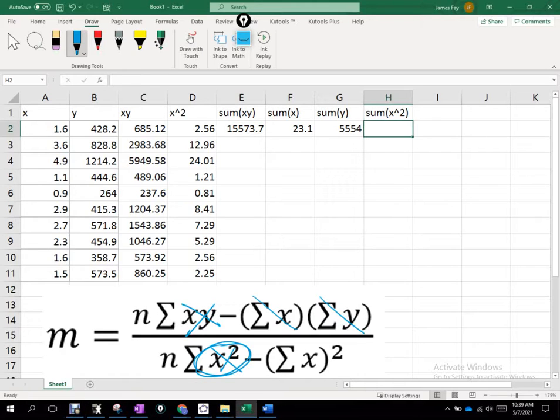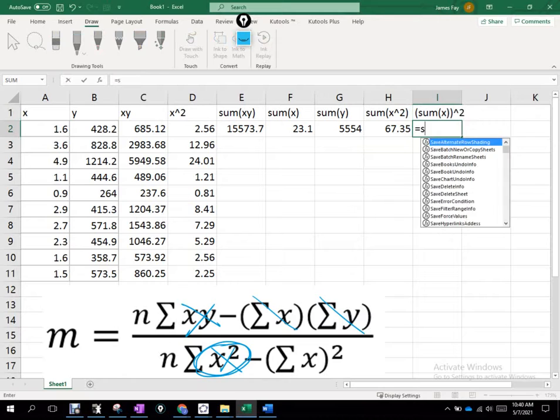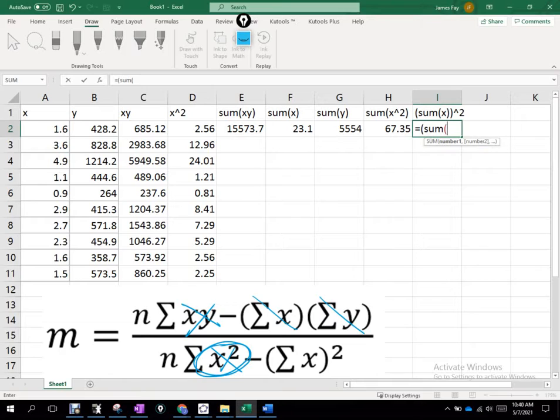Okay, the next thing we need is the sum of X squared. So equals sum, and that's column D. And then we need the sum of X, that quantity squared. It's easier to do it this way, because we already have the sum of X. So I'm just going to say equals that cell, and then square that, and we get that number.